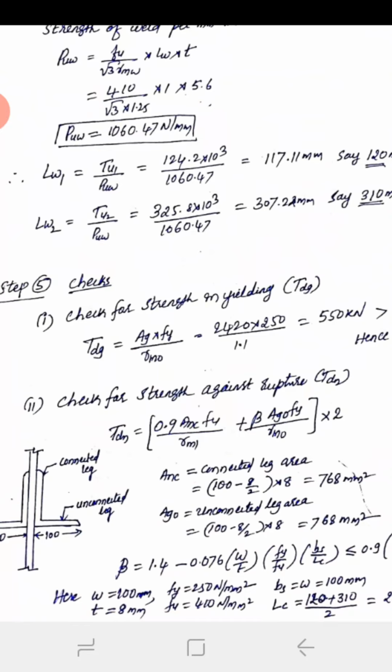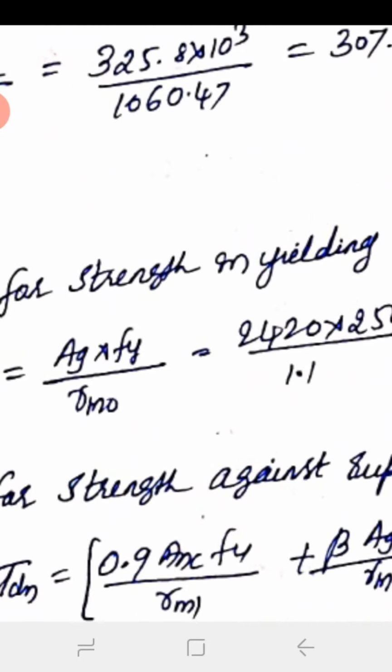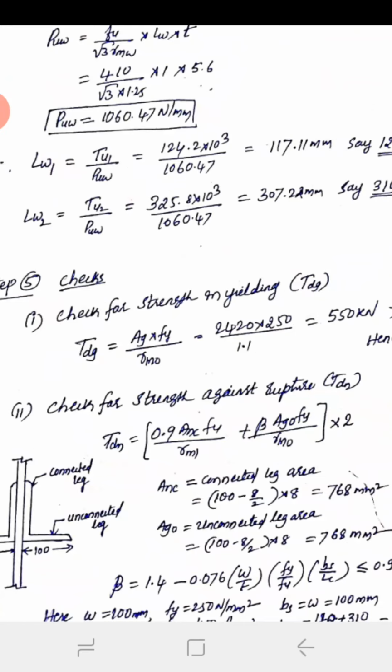So what is the change here? In the check for strength in yielding, we directly take the area for the double angle only. AZ we substitute for the double angle only. Then directly, whatever answer you get, you write it.